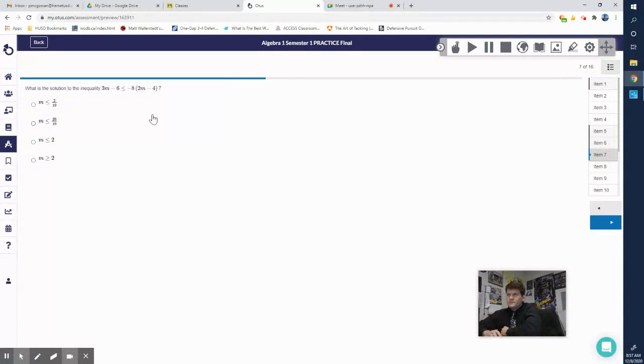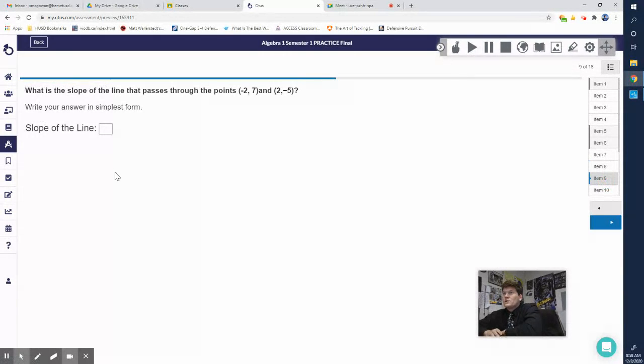Number seven, inequality. Variables on both sides, parentheses on the right side. It's a pretty complicated inequality. But work with your inverse operations, just like what we learned this semester, and solve for that M. Should be one of these four answers here. Number eight, a little bit simpler of a problem here. It's just an equation, 7 minus 9x, solve for x. Get rid of that 7, get rid of that negative 9, so on and so on.